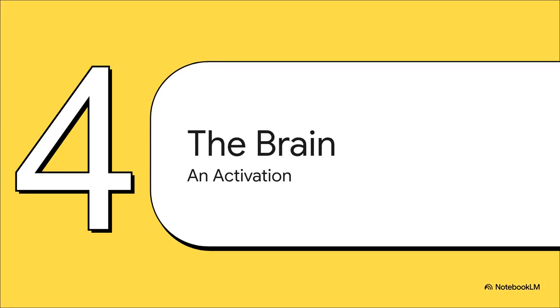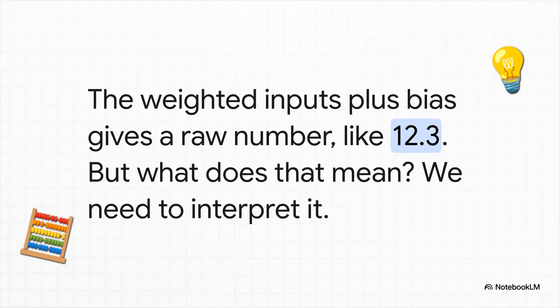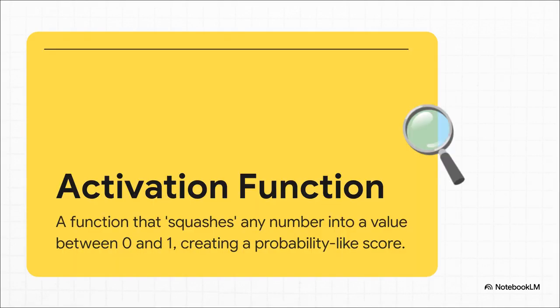All right, let's get to the final step, the part where the decision actually gets made. We've added up all our weighted inputs, we've added in our bias, but what we have now is just a raw number. We need something like a brain to interpret that score and make the final call. So let's say, after all that math, multiplying the inputs by the weights and adding the bias, our machine spits out a raw score of, say, 12.3. What in the world does 12.3 even mean? Is that a yes? Is it a no? It's not a useful answer. We have to translate it into a clear, confident decision. And that is the job of the activation function.